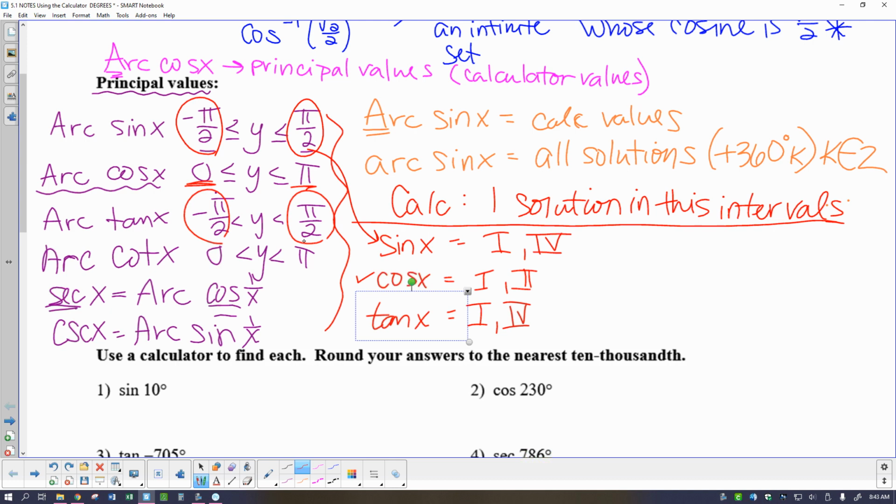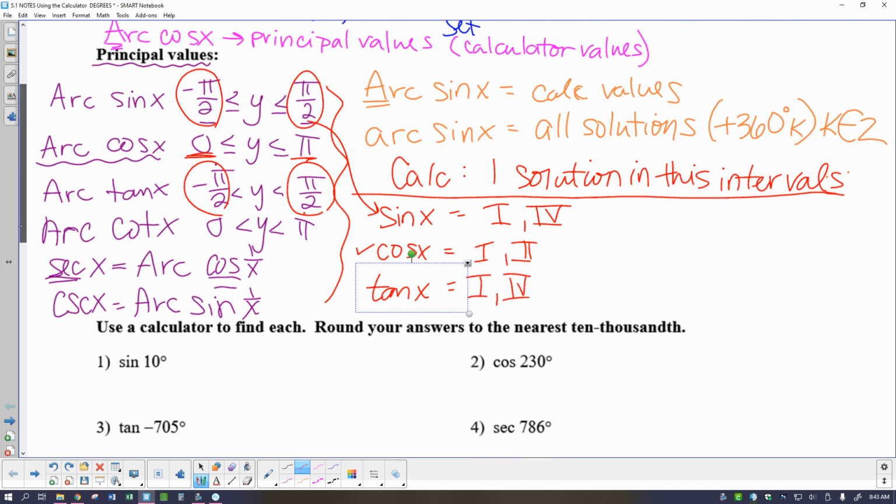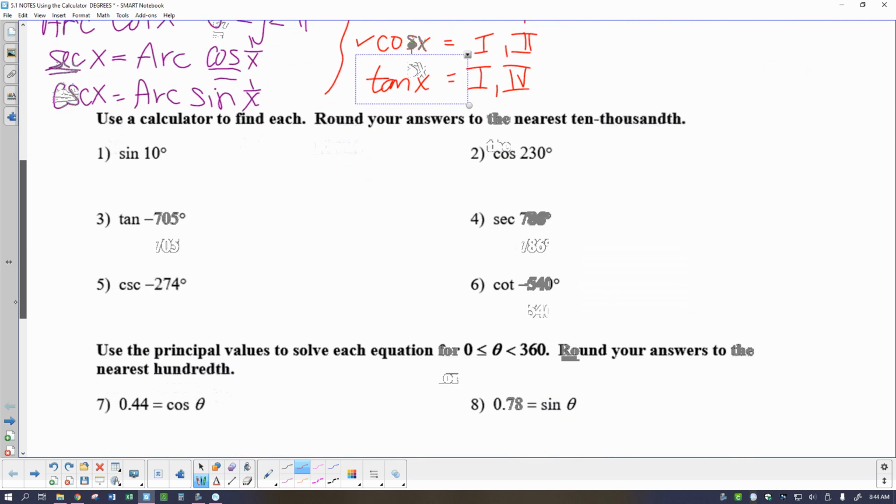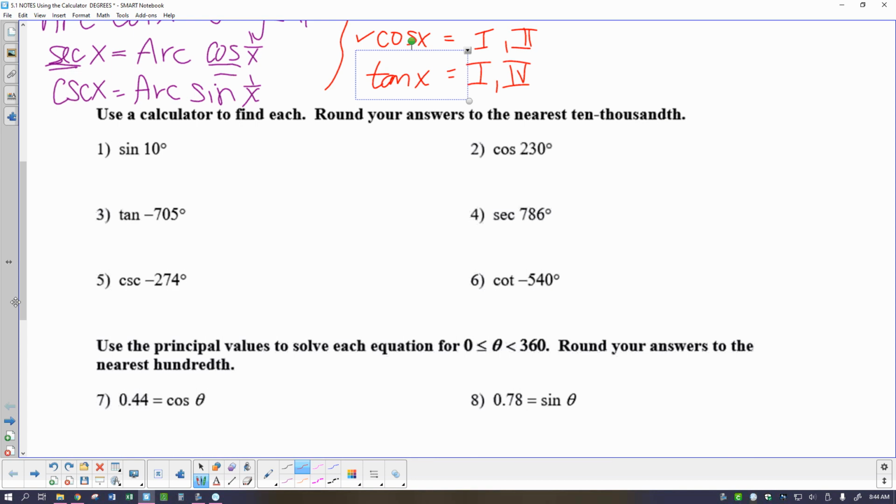All right, the fun and easy part. There's not a whole lot of thinking here in terms of can you use your calculator. So a couple things: use your calculator, and then rounding. Everybody gets rounding wrong, I don't know why, but 10,000. So that's 4 decimal places. So make sure you're looking at the fifth.